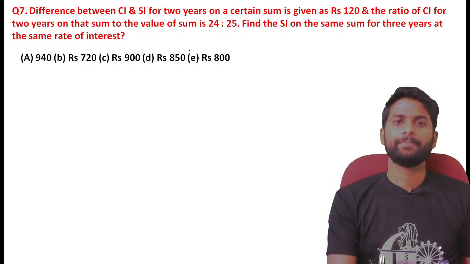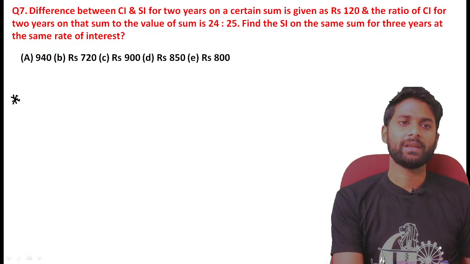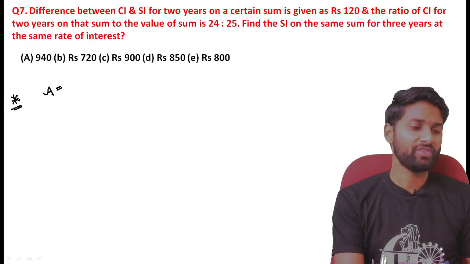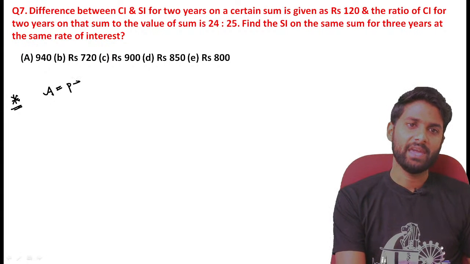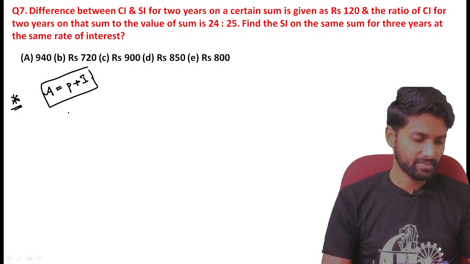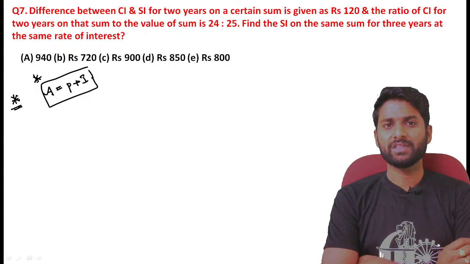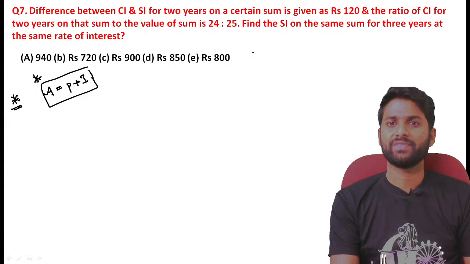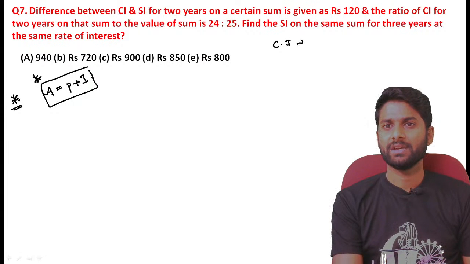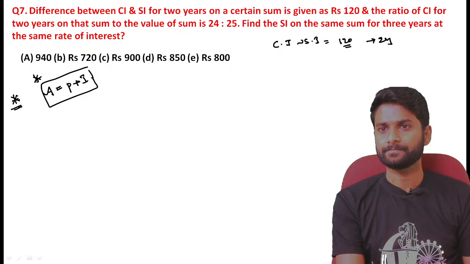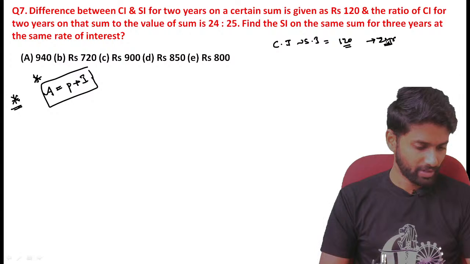See, next question. The most important parameter in interest is the amount. Amount indicates whatever we get after the duration. Any amount we get after the duration includes both principal and interest. Remember, this is the most important point. Now, the difference between the compound interest and simple interest is exactly 120 rupees for 2 years. So that is one important point.